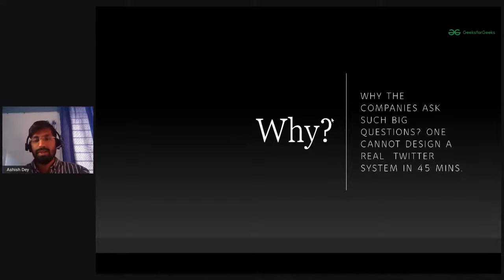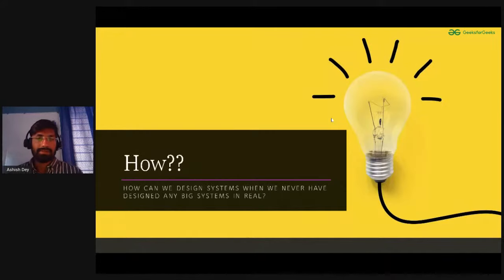Because in general, whatever we work on is a small piece. It's not like we have completely built one Twitter entirely. In fact, Twitter engineers also have not built that entire Twitter single-handedly. So you should understand a lot of systems and then apply your learnings to design a different system.